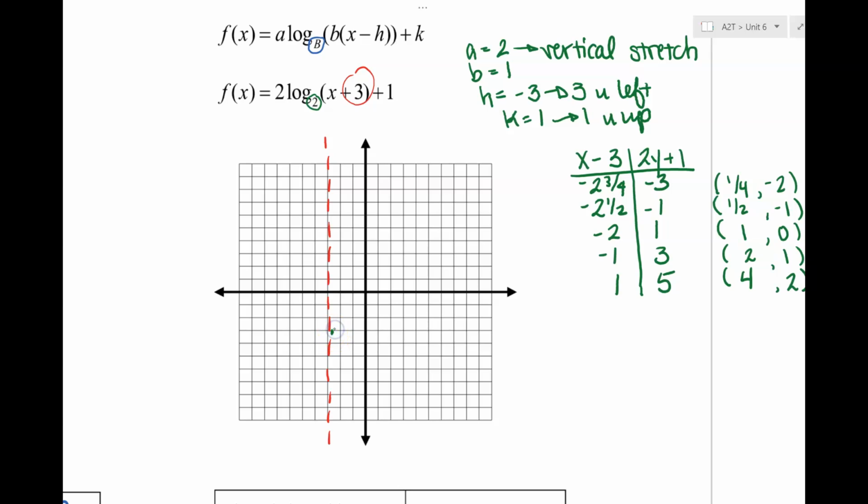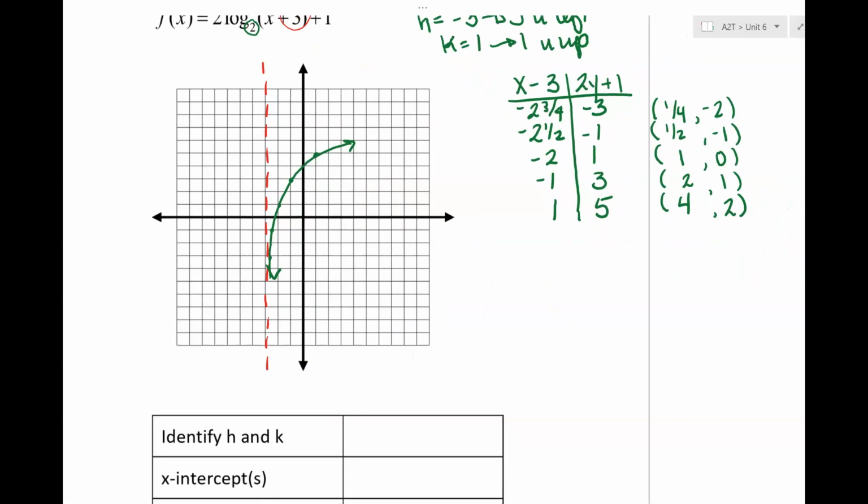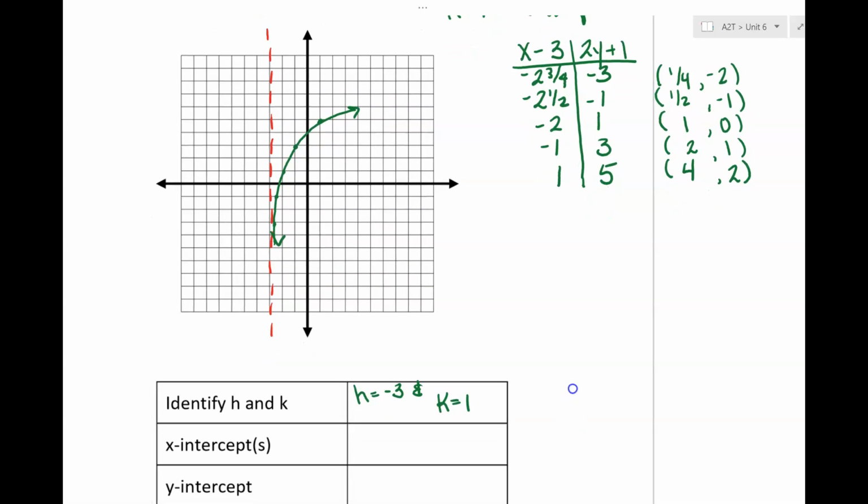Again, do the best that you can to get as accurate as possible. I understand it's not the easiest. Excellent. And there it is. Okay, so HK, remember you can write it as H equals, K equals, or you're more than welcome to write it as a coordinate. It's fine by me, but know that it's not a point. It just tells us where we're shifting.